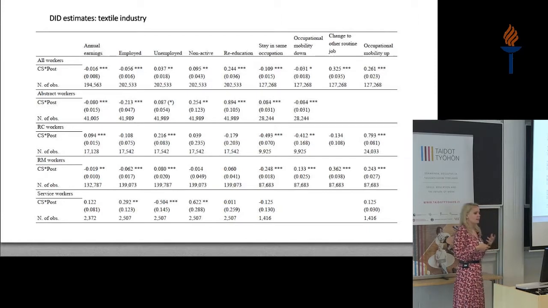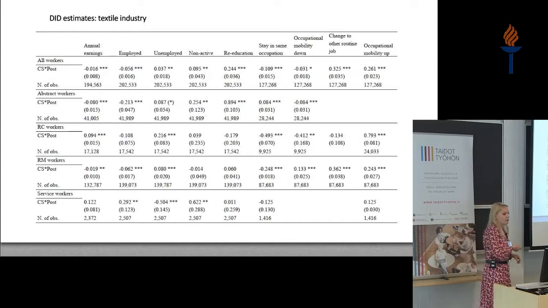So basically, the results are quite intuitive. China import competition decreases wages and employment, and increases unemployment and non-activity. But on the other hand, there are differences across different occupation groups. And I guess that for routine cognitive workers, the situation is actually quite nice.